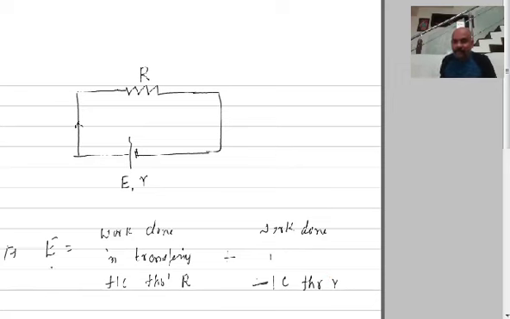So EMF E is equal to work done in transferring 1 coulomb charge through the external resistance plus work done in transferring 1 coulomb charge through the internal resistance, denoted by small r and capital R. So we will come back to this point again.